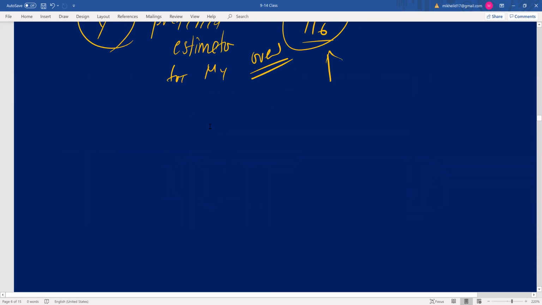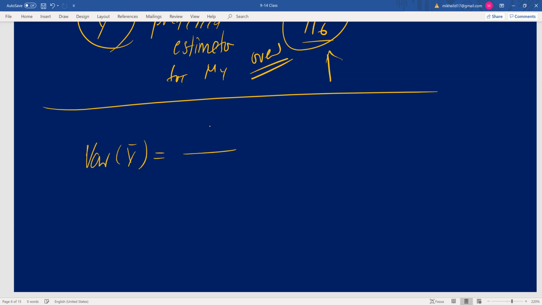Okay, so now what about efficiency? We don't have to check this because y16 already violated the consistency requirement, but for the sake of exercise, let's check which one is more efficient. What is the variance of y bar? We said that's sigma squared of y divided by n. What is the variance of y16? That is sigma squared of y. Which one is more efficient? Y bar. Why? Because if you divide by n, you have a smaller number than sigma squared of y itself.